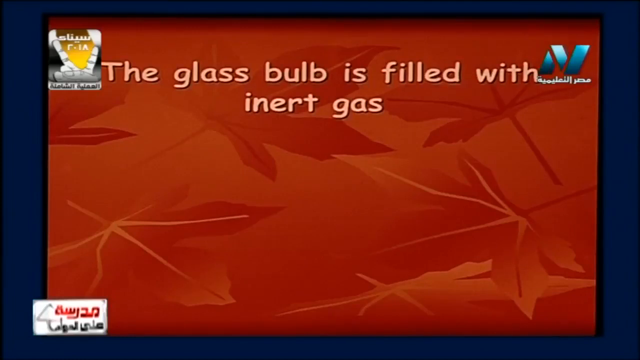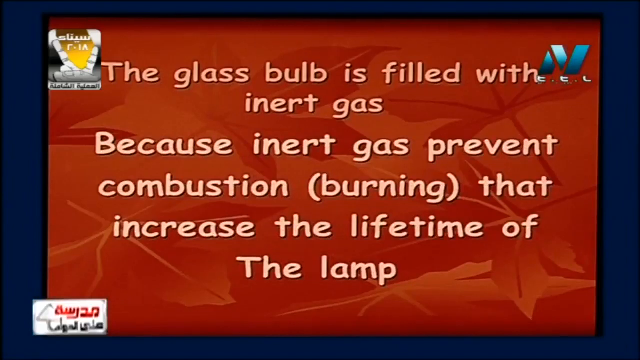Another question, also a give reason question. The glass bulb is filled with inert gas. Why is the glass bulb filled with an inert gas, such as argon, krypton, radon, neon, and so on? Because inert gas prevents combustion or burning process. I can stop here, or if I want to continue, I say that it increases the lifetime of the lamp. Again, because inert gas prevents combustion or burning process that increases the lifetime of the lamp.